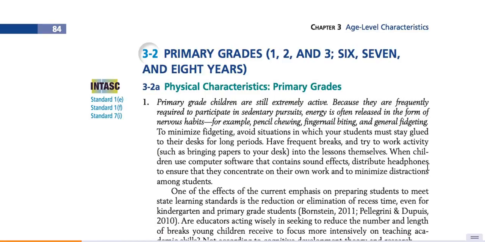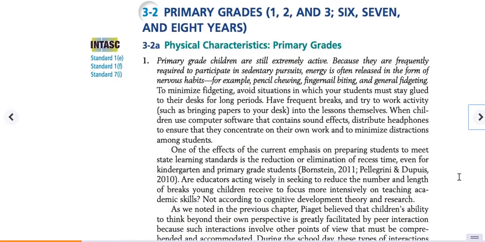One of the effects of the current emphasis on preparing students to meet state learning standards is the reduction or elimination of recess time, even for kindergarten and primary grade students. Are educators acting wisely and seeking to reduce the number and length of breaks young children receive to focus more intensively on teaching academic skills? Not according to cognitive development theory and research.